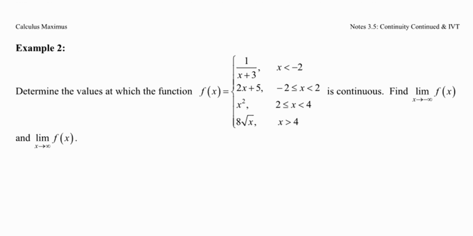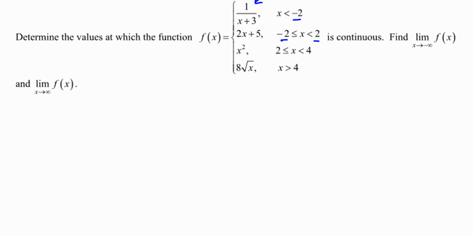Okay, example 2, this one is a little bit more involved. So let's look at each of these functions. We know that this function has a vertical asymptote at x equals -3. The second function is linear, it's always continuous. Third function, a parabola, it's continuous. And the fourth function is a square root function that is continuous. So now the only other places where this function may not be continuous are at these numbers here. So we have to check each of those to find out if f of x is continuous.